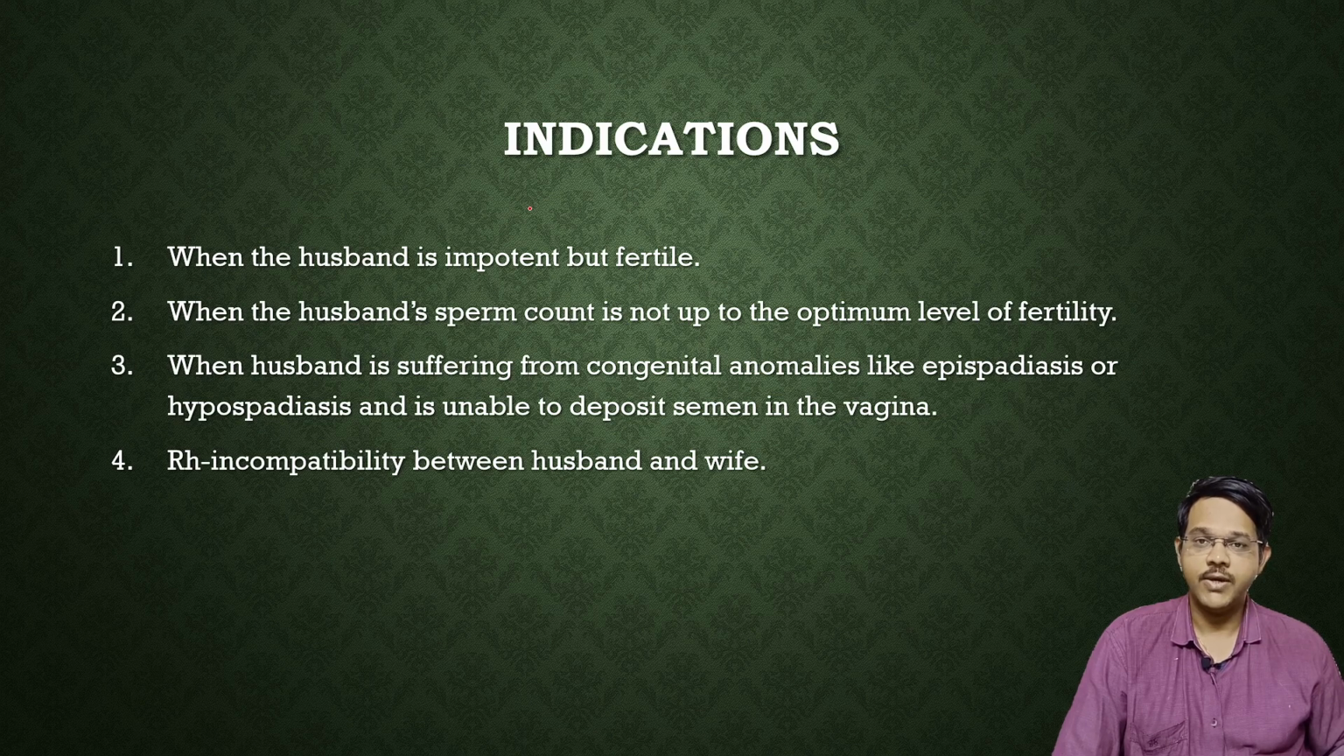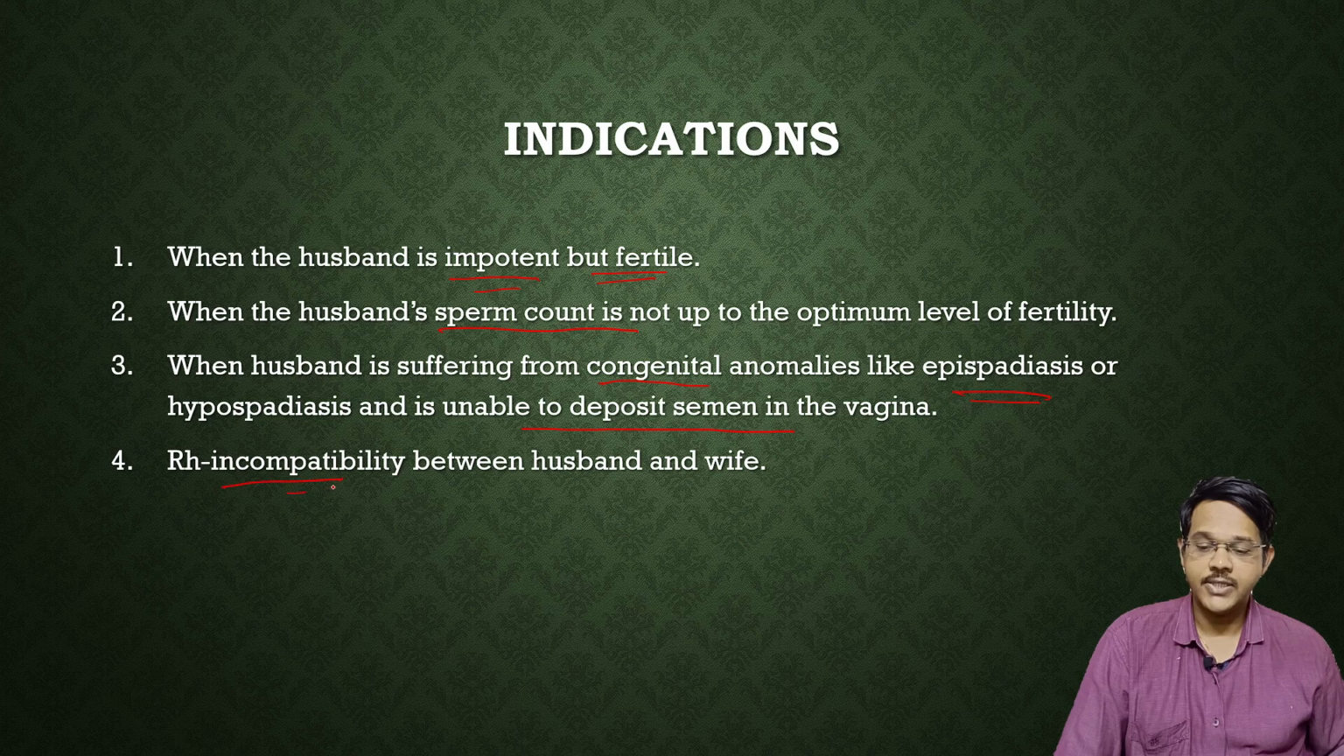Coming to indications where artificial insemination is done. First of all, when the husband is impotent. If the person is unable to have sexual intercourse because he is impotent, but he has viable sperms and is fertile, then it can be useful. Also when the husband's sperm count is not up to the optimal level of fertility, so he has sperms but they are not enough in count or their motility is very diminished. Or when the husband is suffering from congenital anomalies like epispadias, where the urethral opening is on the top of the penis, or hypospadias, if it is below the penis, because of which he is unable to deposit the semen in the vagina.